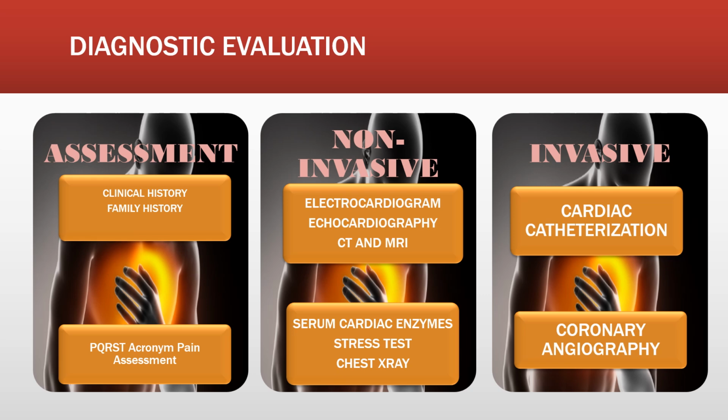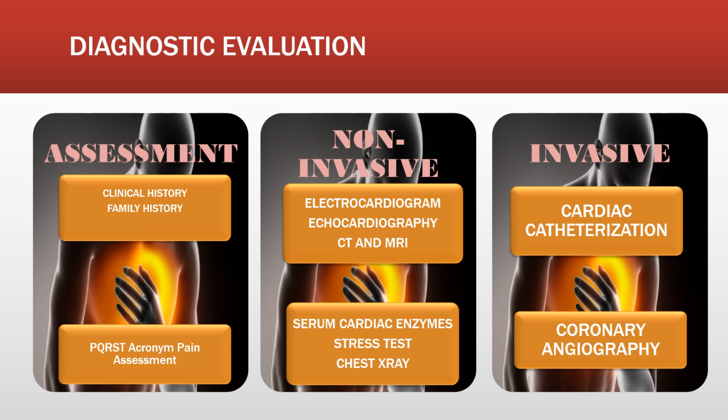We do the ECG. We may do an echocardiography and CT MRI depending on the criticality. With an ECG, what we send immediately is serum cardiac enzymes. We will discuss it in detail. Stress test and X-ray are done also, but not as an immediate diagnostic test. So the immediate is your clinical history, your PQRST, ECG, echo, and your serum cardiac enzymes.